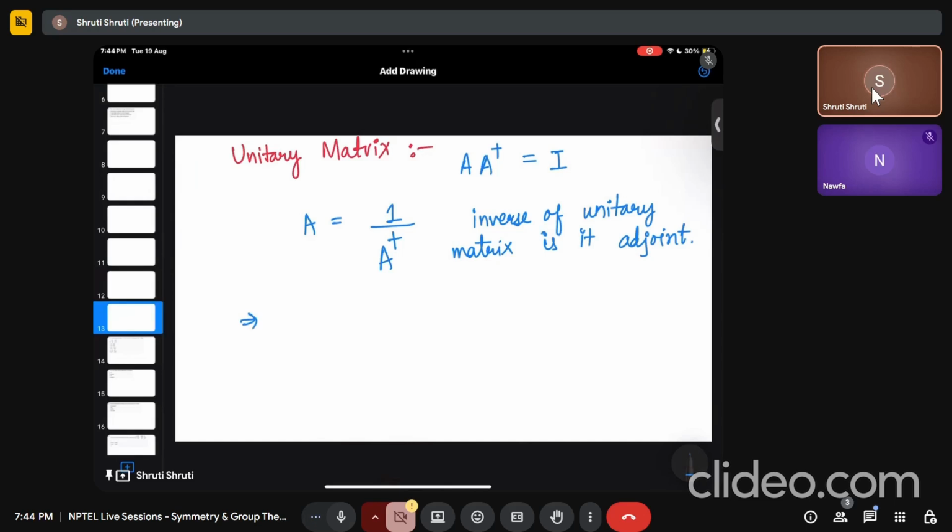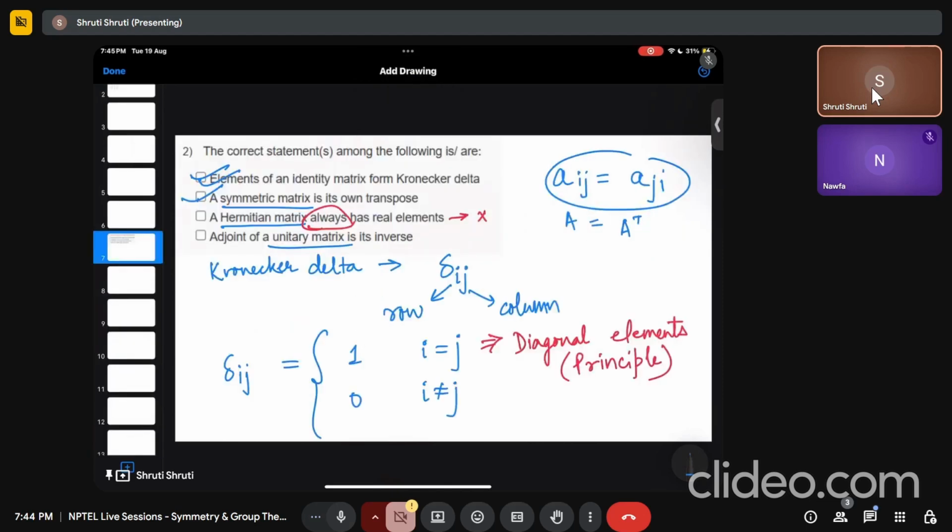Or you can write adjoint is inverse. So if you find the inverse of A, that will be equal to its adjoint. So this statement is correct then. The adjoint of a unitary matrix is its inverse.